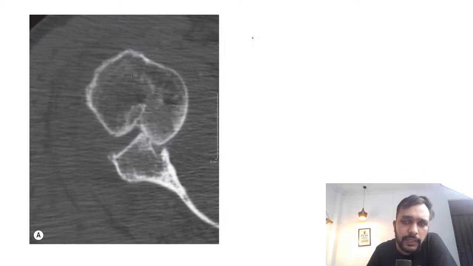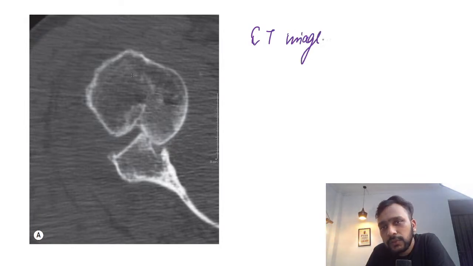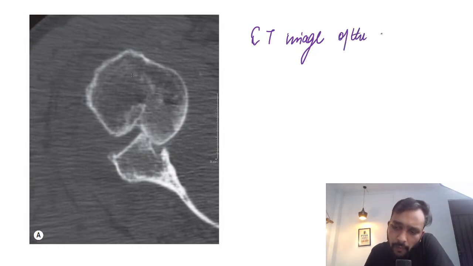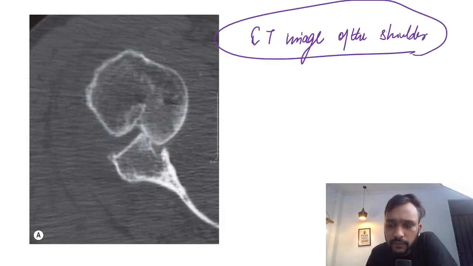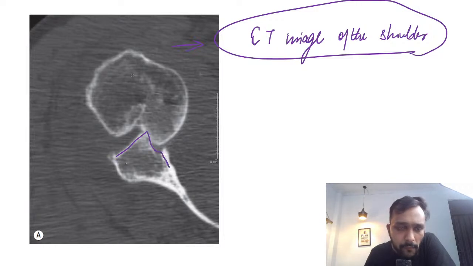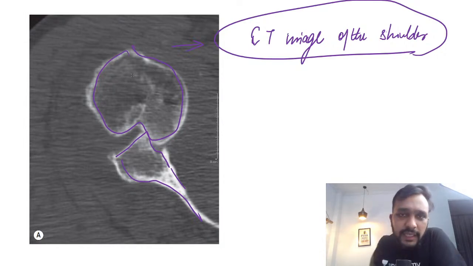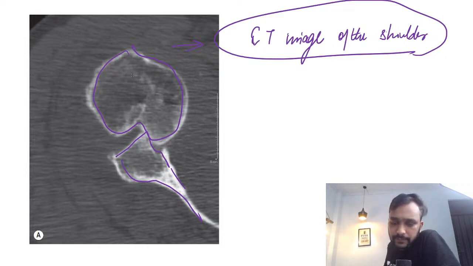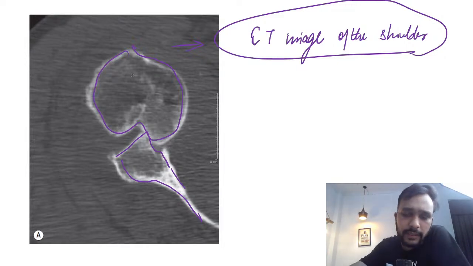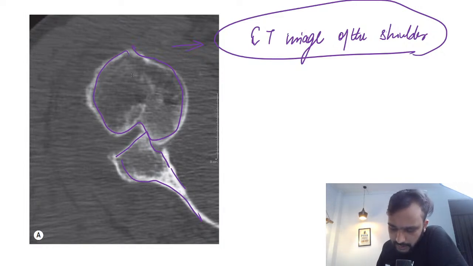Then, guys, moving on to a CT image of the shoulder joint. What has been shown to you here? What is being shown to you, guys? What are your observations? This is your scapula. This is the head of the humerus. What are your observations in this CT image of the shoulder joint? Come on, guys, I'm giving you some time to think about it, and I want some answers in the live chat.